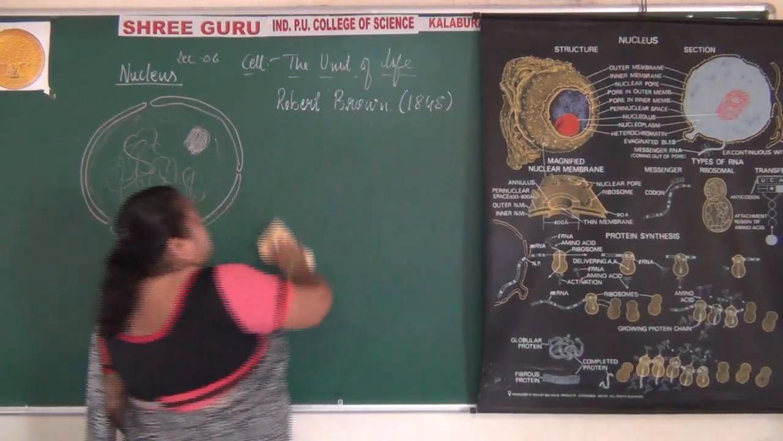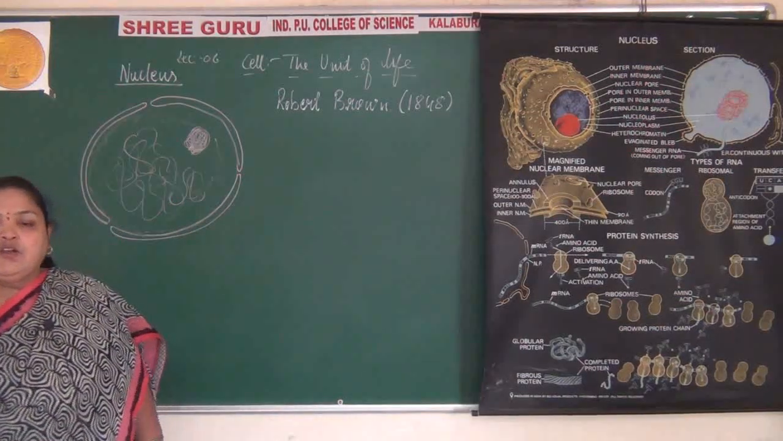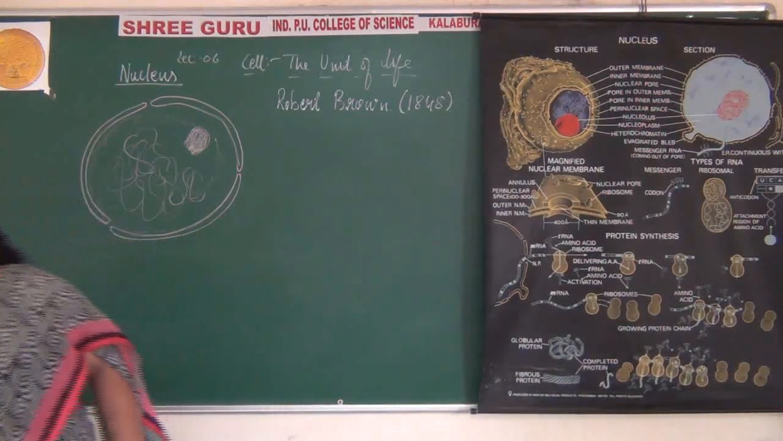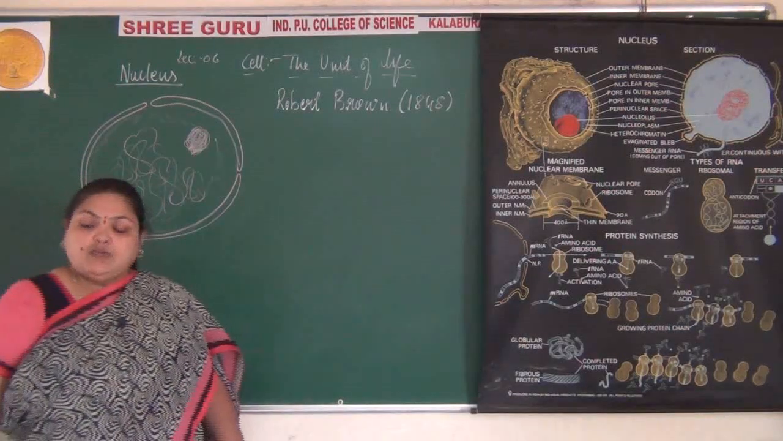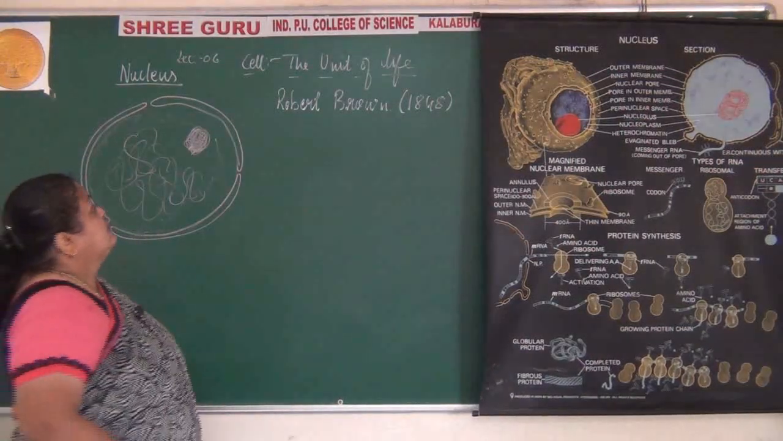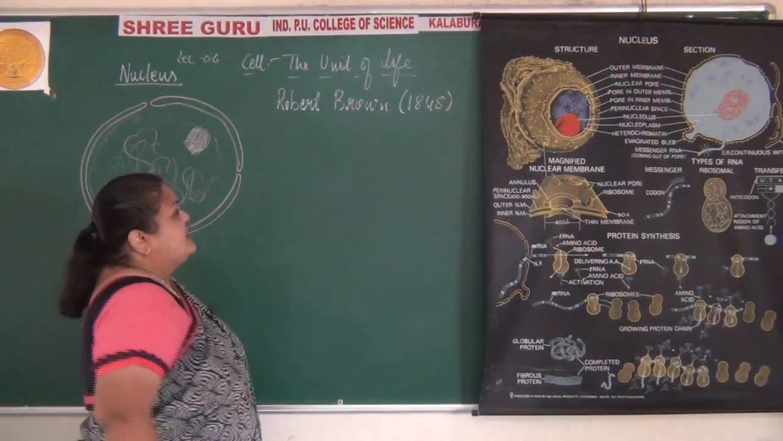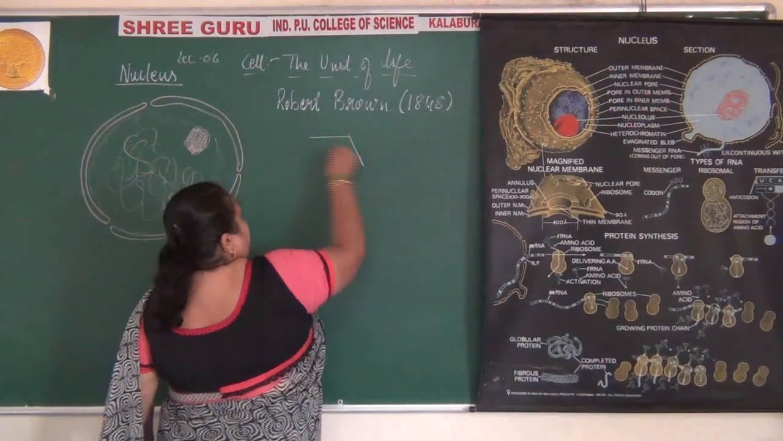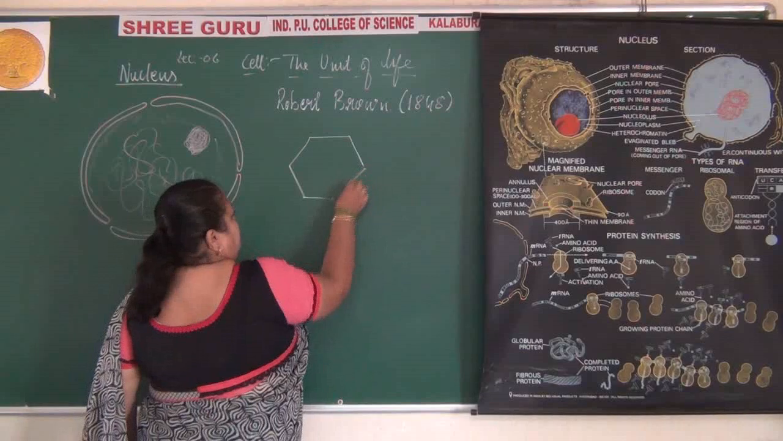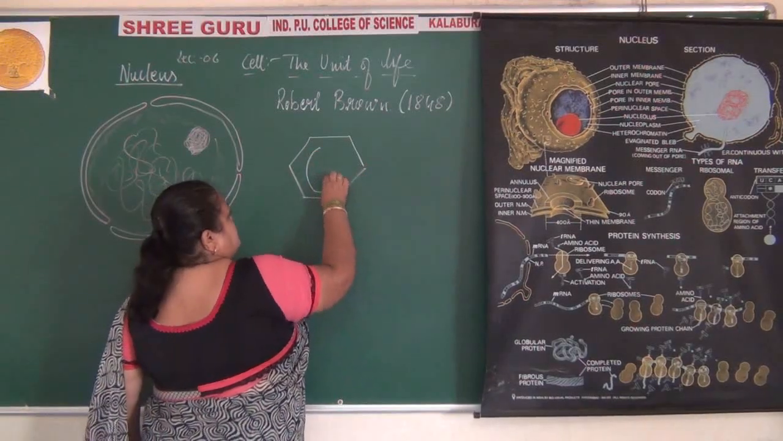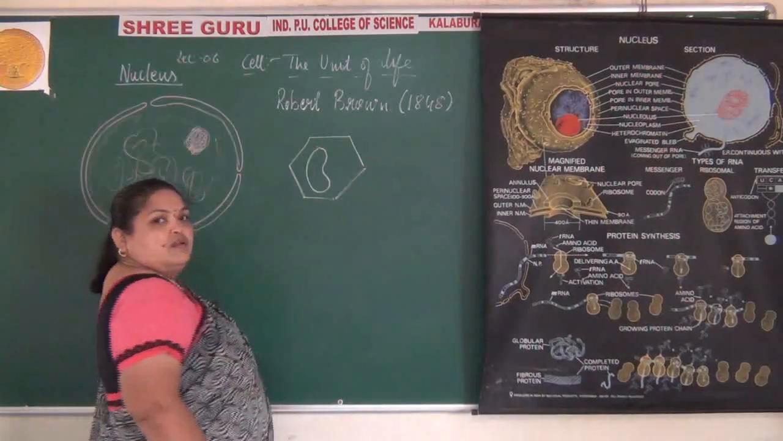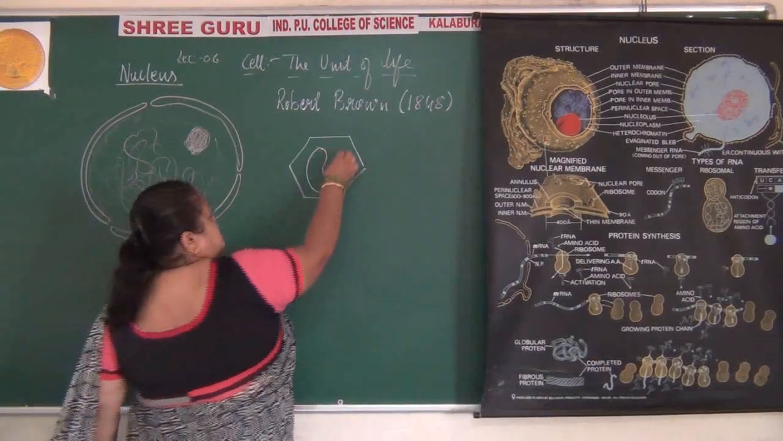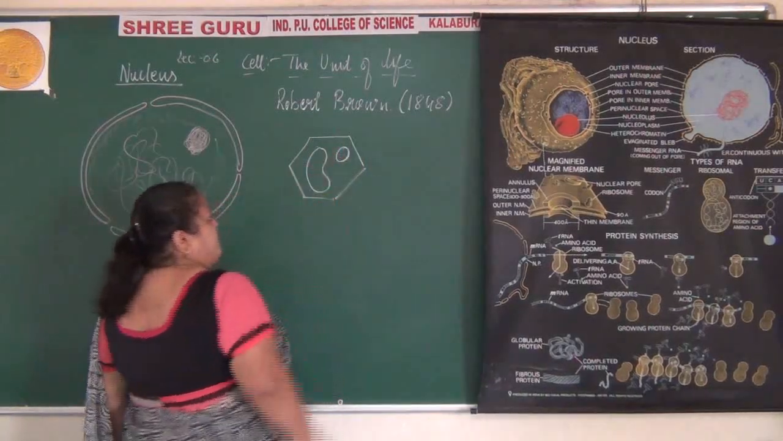As I said earlier, it was discovered by Robert Brown. The discovery goes with the study of Robert Brown. This nucleus is a double membrane structure. In the plant cell, due to the presence of a large vacuole, it is pushed towards the periphery.